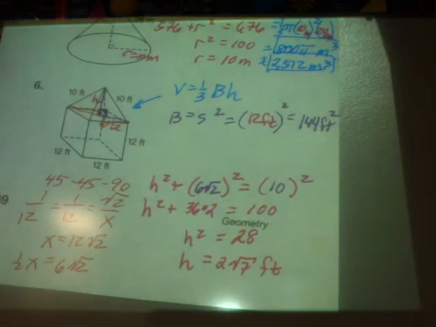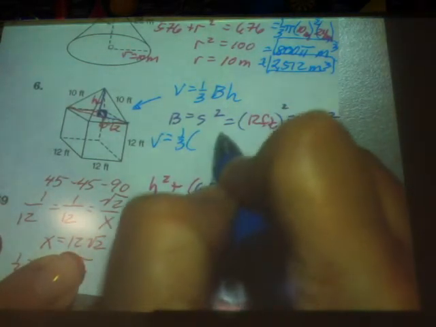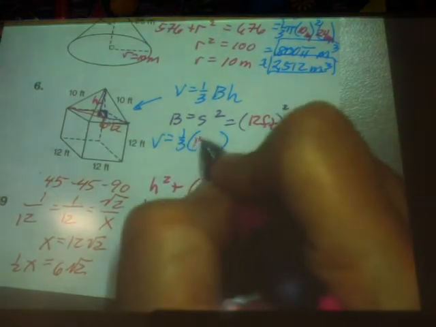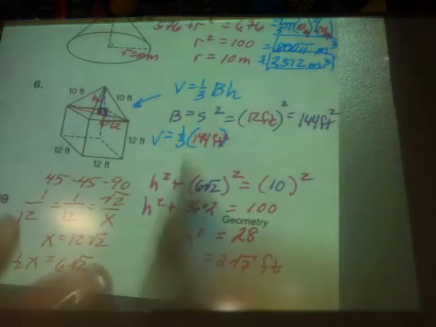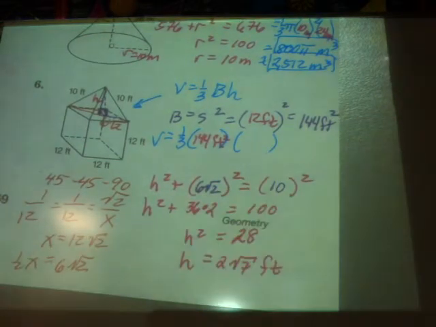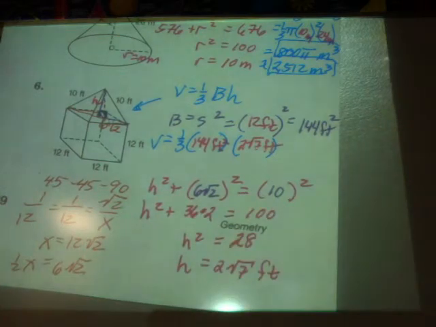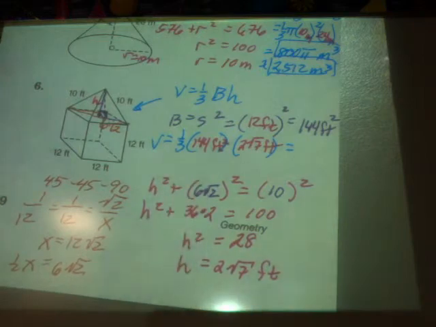Now we're ready. So now we're going to put in our volume. I've run out of room just a smidge. Maybe I can squeeze it in there. So volume is equal to 1/3 big B right here, 144 feet squared times our height. Our height is 2 radical 7 feet. Isn't 144 divisible by 3?